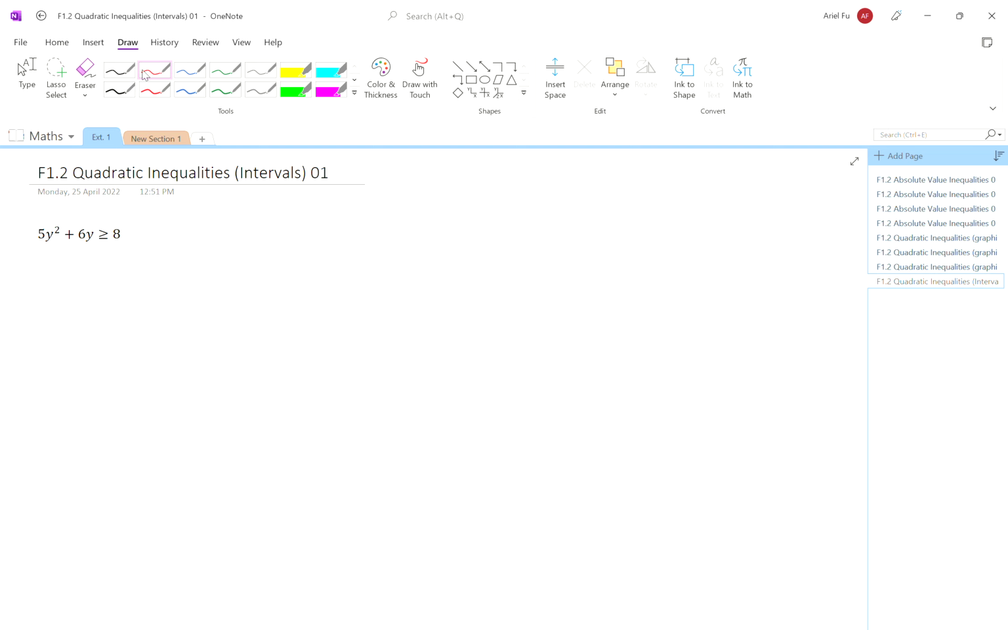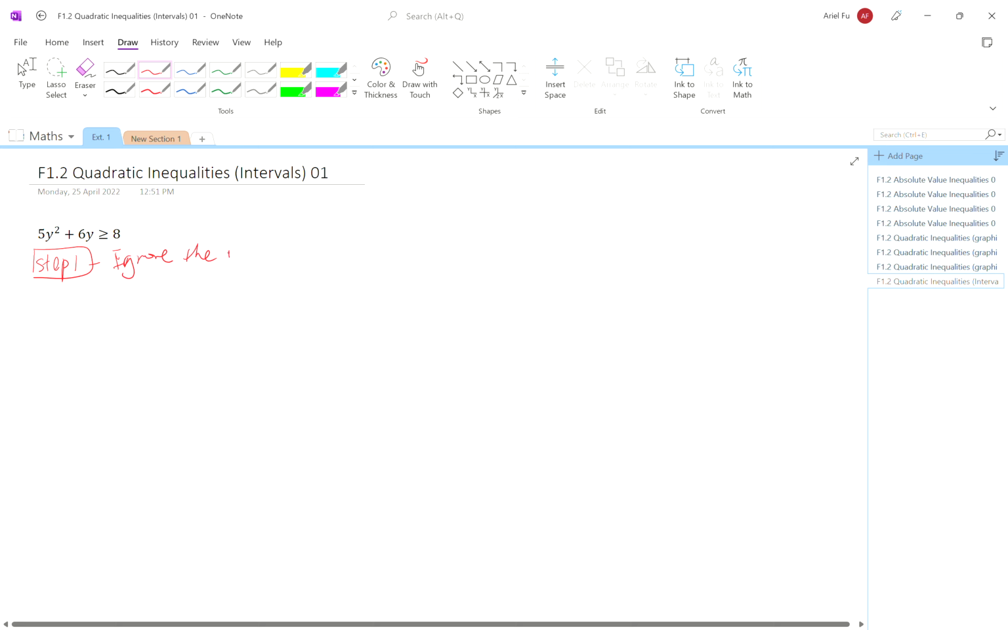All right, another way of solving quadratic inequalities is by using number lines, just like in absolute value inequalities. So same step one, we ignore the inequality sign, okay? We ignore it until later.